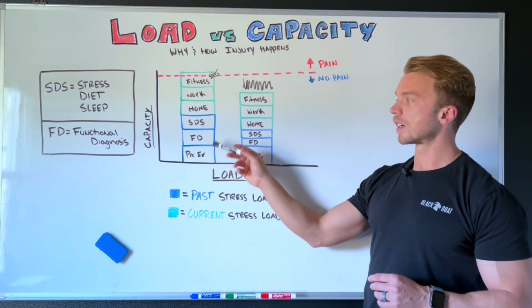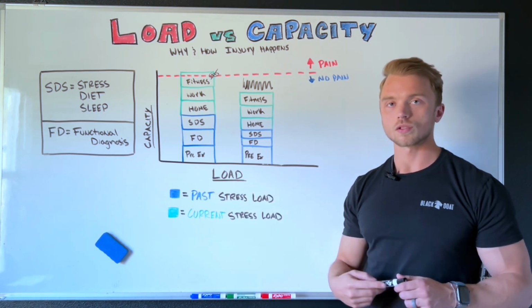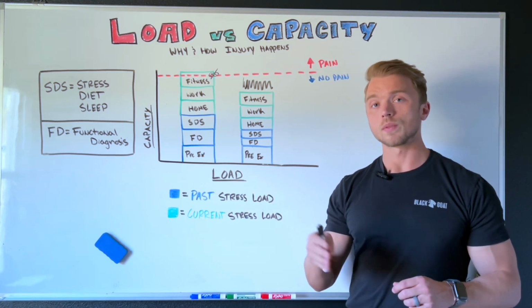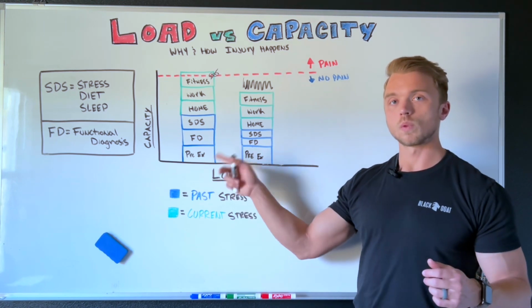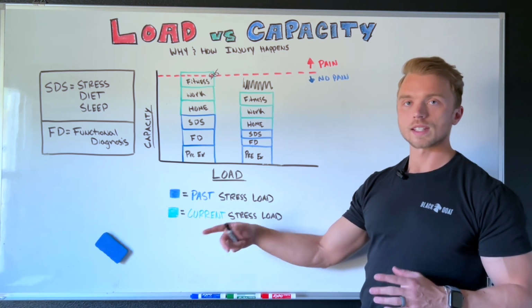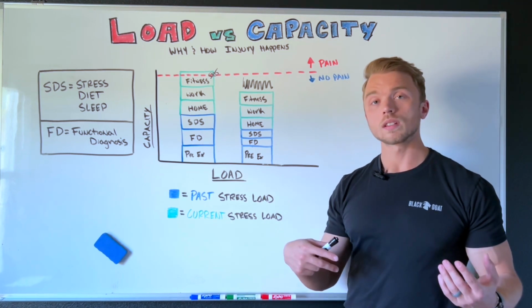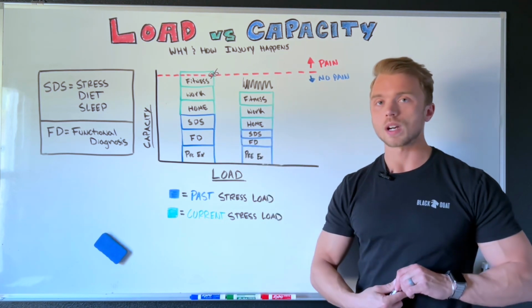We have some different colored boxes here. The blue boxes represent past stresses. The day before, the week before, months, years before. That's all what's in the blue boxes. Green is your current stress, so that's kind of your daily stress. What you want to do and need to do on a daily basis. That's represented by the green boxes.